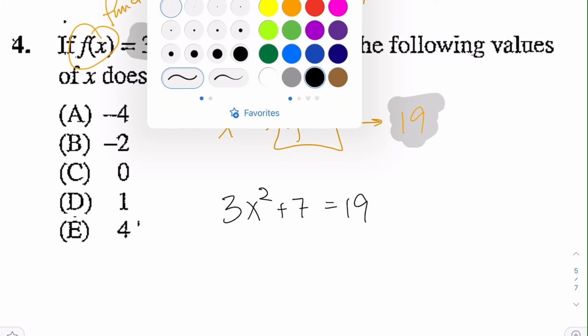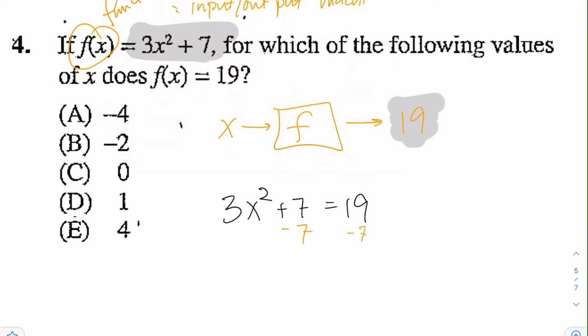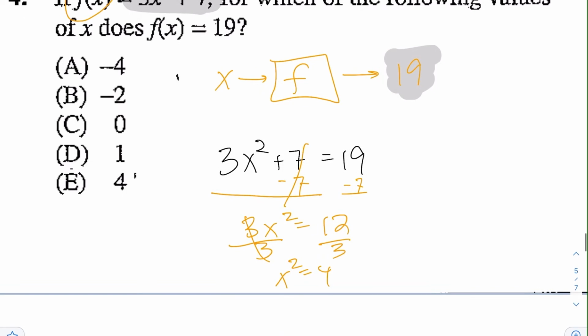To solve for this, you subtract 7 on both sides. You get that 3x squared is equal to 12. Then when you divide by 3, the x squared is equal to 4. So here x could be equal to positive or negative 2. And I see choice B, negative 2. So that has to be the answer.